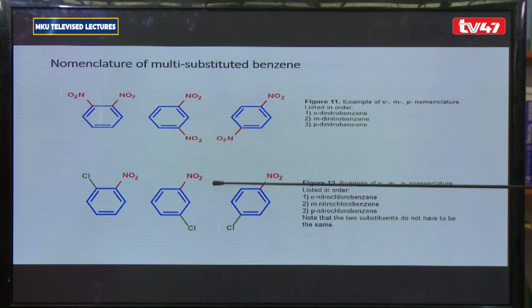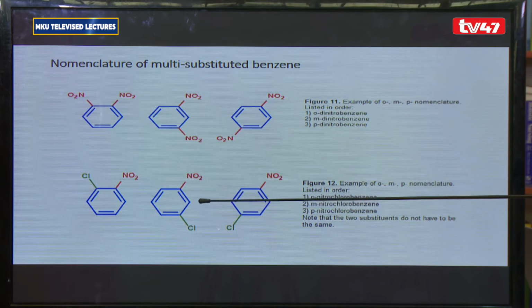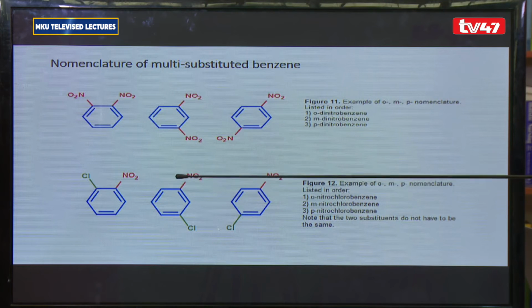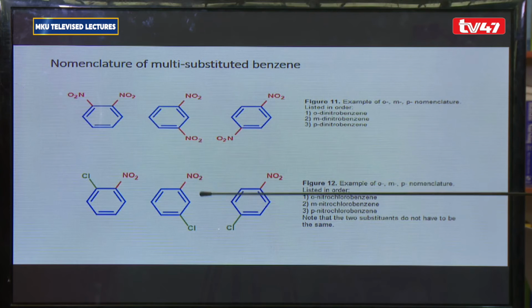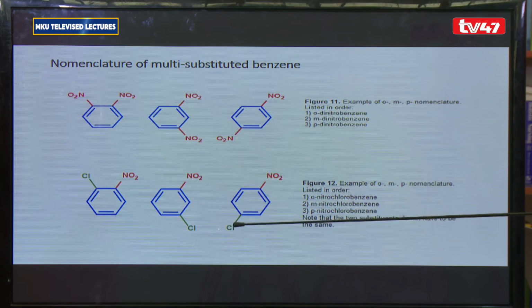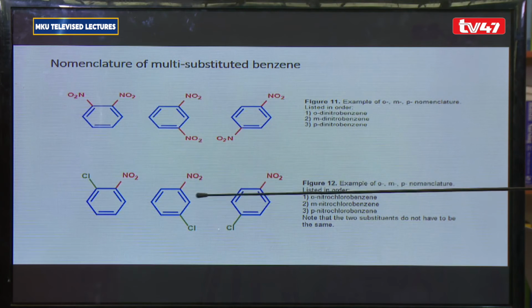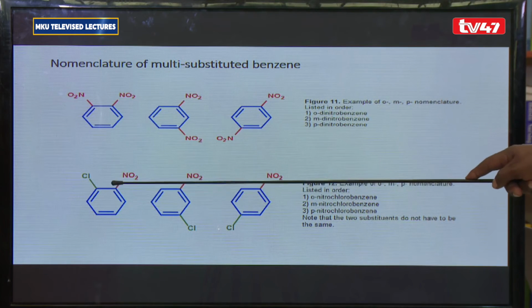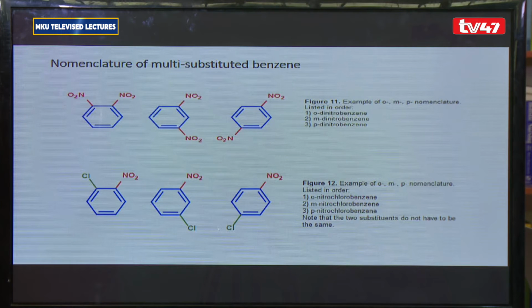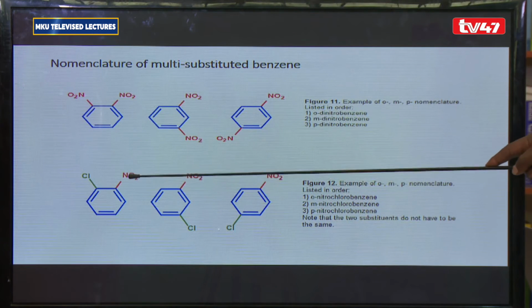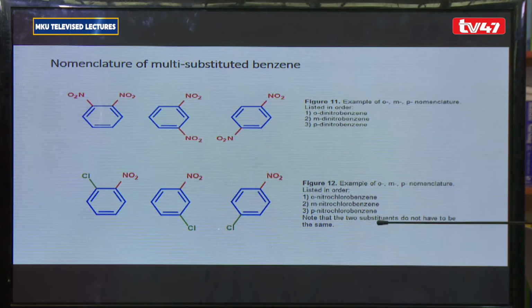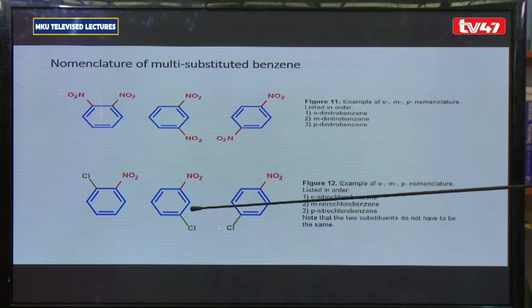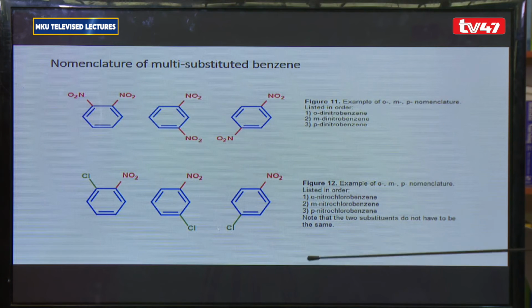So now, in terms of preference, the more electron donating group is preferred. So if you have a chlorine and a nitro group, chlorine is preferred over a nitro group. So this molecule becomes a chlorobenzene, and the nitro group is seen as a substituent. In that case, this is ortho-nitrochlorobenzene. This one is meta-nitrochlorobenzene. So see that we have already preferred chlorine. So that is in terms of naming.